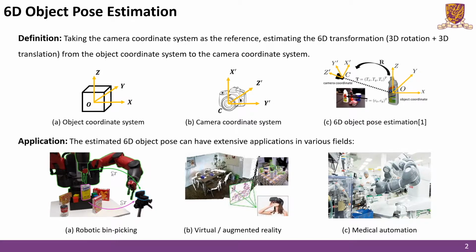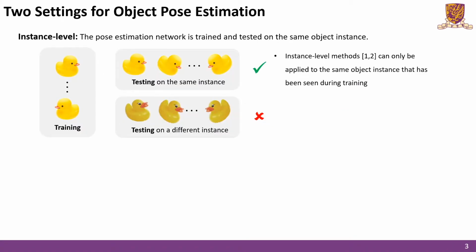Once this transformation is obtained, if we further assume the camera pose is known, we could determine the object position and orientation in the world coordinate system. This result could have extensive applications in many fields, such as pin picking in logistics environments, virtual reality, and medical automation. For learning-based object pose estimation, there are two different settings.